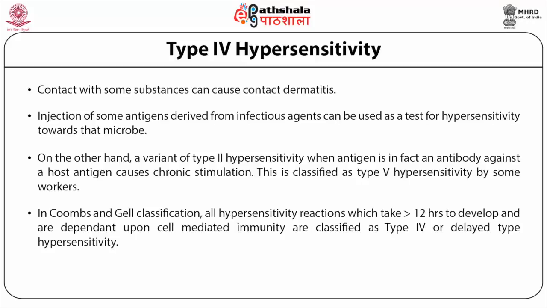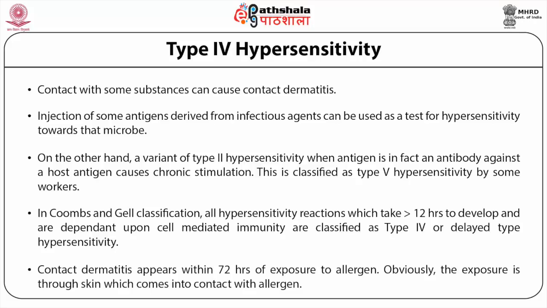Type 4 hypersensitivity cannot be transferred by serum but by T cells. T cells involved are sensitized T cells, that is, they had encountered the specific antigen, which in this context is called allergen, before, and this time recruit other cells to the site of the reaction. Contact dermatitis appears within 72 hours of exposure to allergen. The exposure is through skin, which comes into contact with allergen.